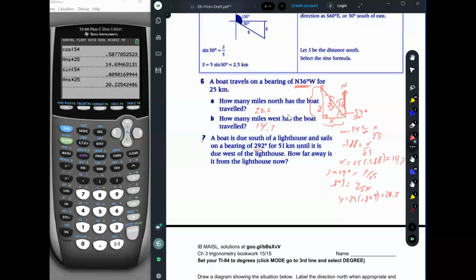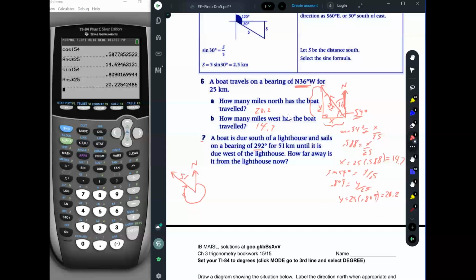Okay, so here they're using the 3-digit method of giving us the bearing. So basically what that does is we start with 0 degrees at north, and then we go around in a circle until we get to 292 degrees. Remember, west would be 270 degrees, so 292 degrees, you've gone so far around that you are pointing almost north again. Okay, so this is 292 degrees, and then we're going to go in this direction for 51 kilometers. And then we're going to say how far away until it is due west of the lighthouse.